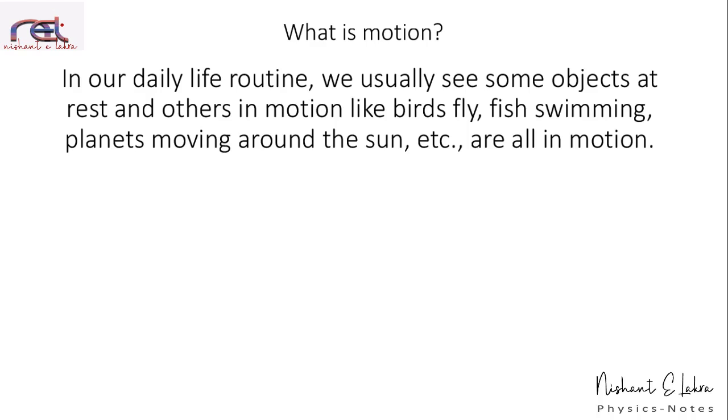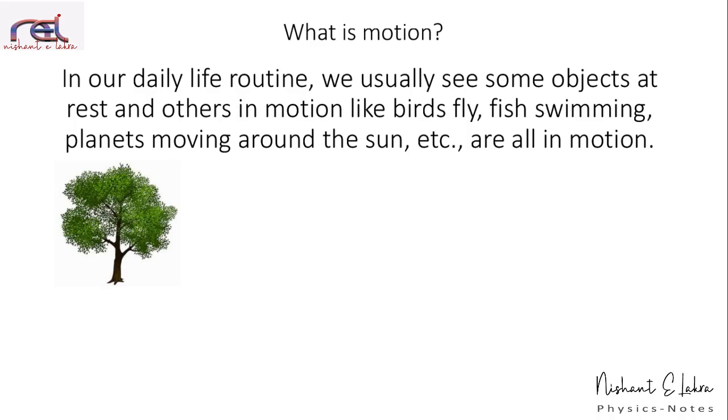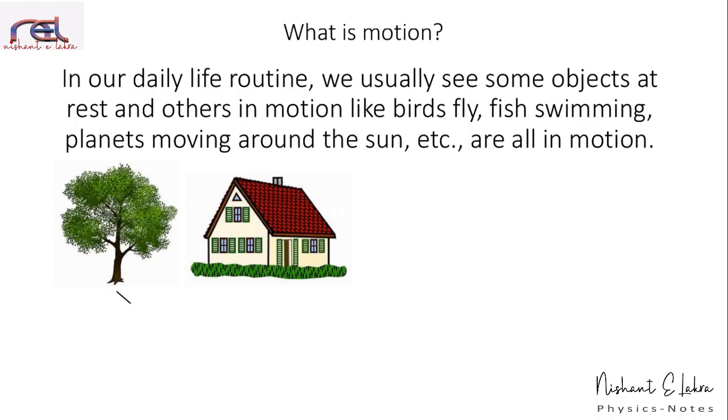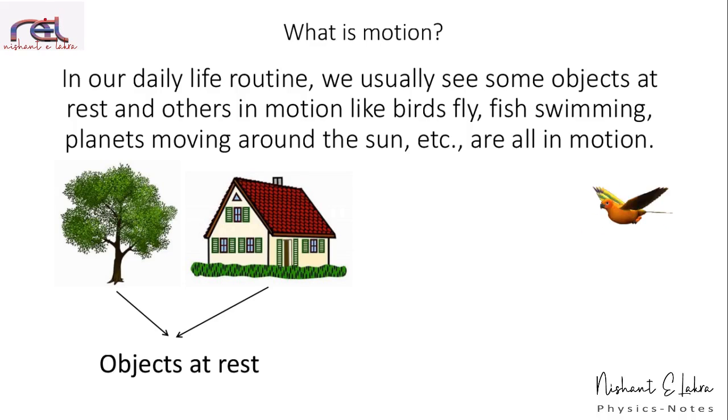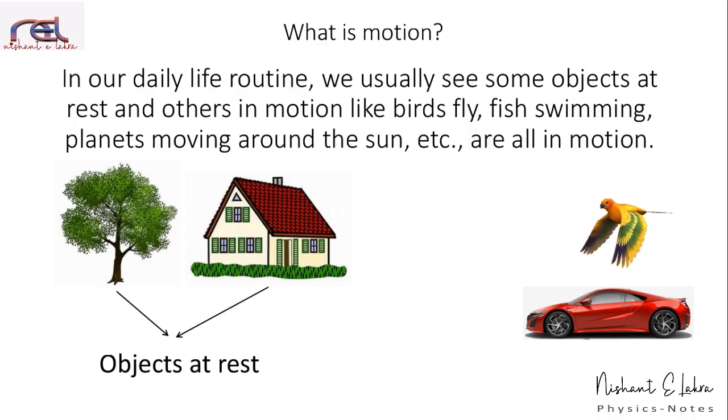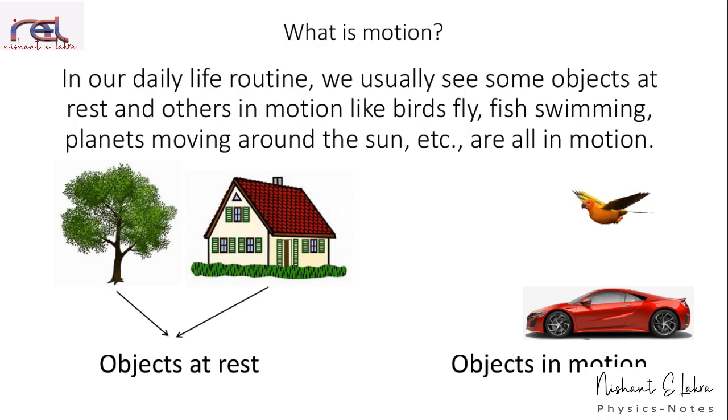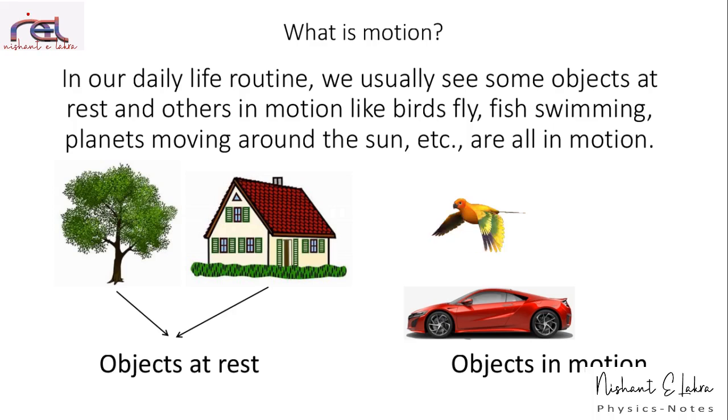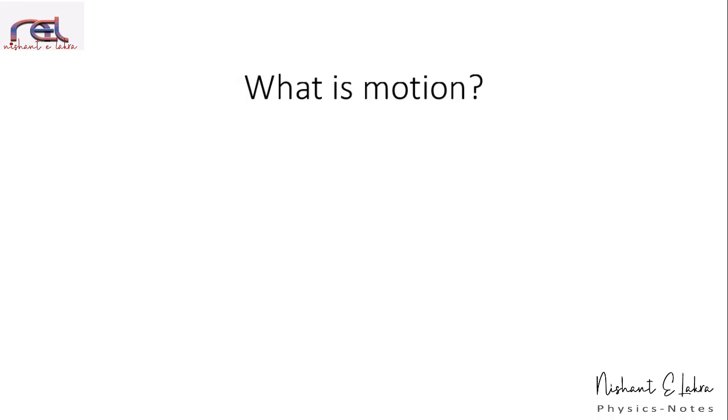Now in our day-to-day life routine, you must have experienced that we see some objects that are at rest and some objects that are in motion, like birds fly, like fish swimming, planets move around the sun. Right, and we see many other things, like for example a tree and a house. So these objects are in the state of rest, whereas a bird or a car that is moving, they are in the state of motion. So these are some of the examples of objects at rest and objects in motion.